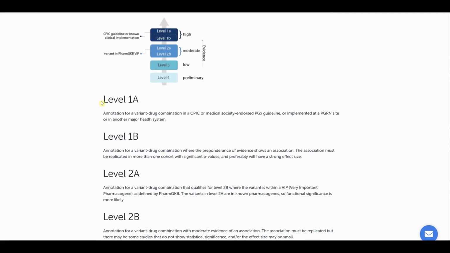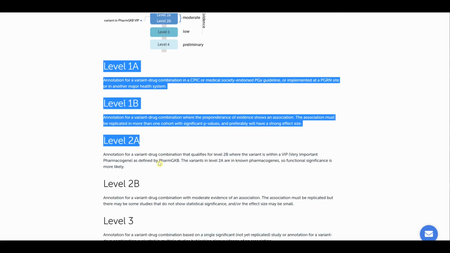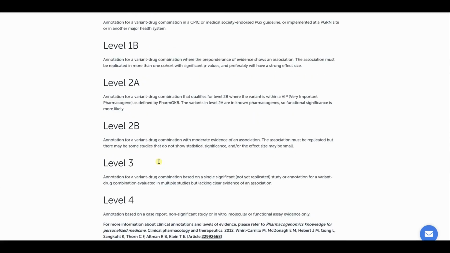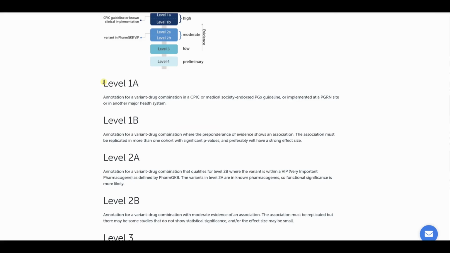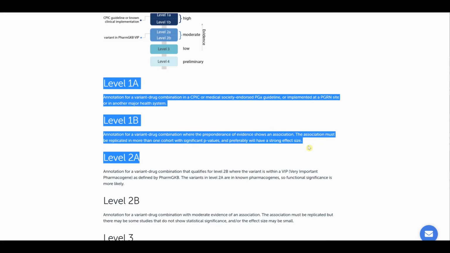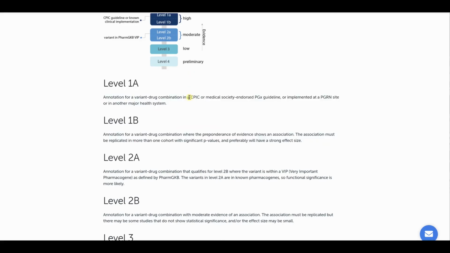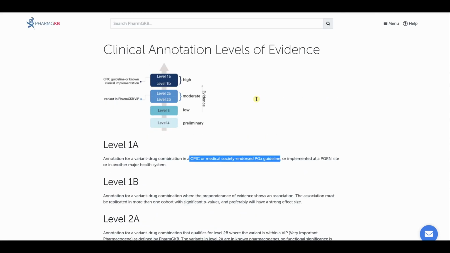If you were to go down through each of the levels here, you could read through them yourself. But what we're concerned with, again, is that level 1 evidence, which really is that CPIC or Medical Associated Society endorsed pharmacogenetic guideline.